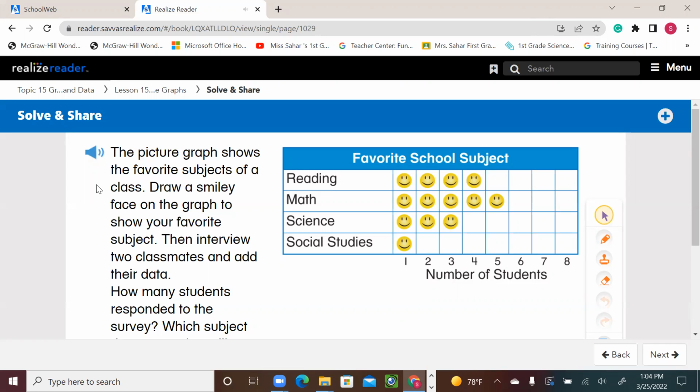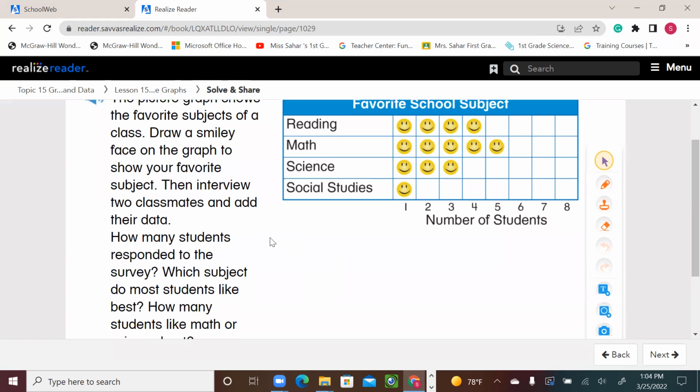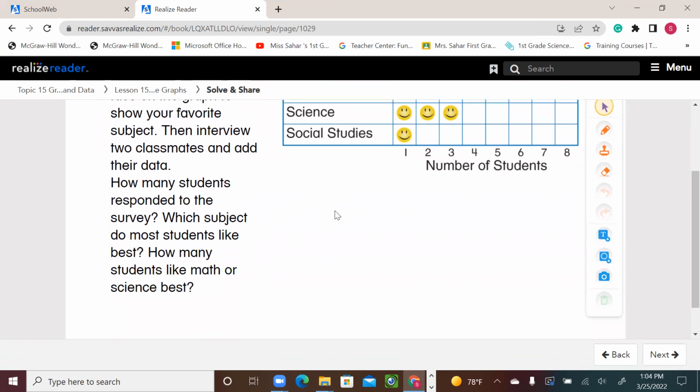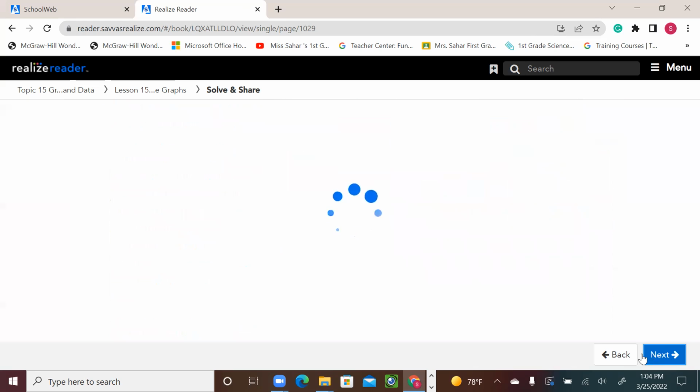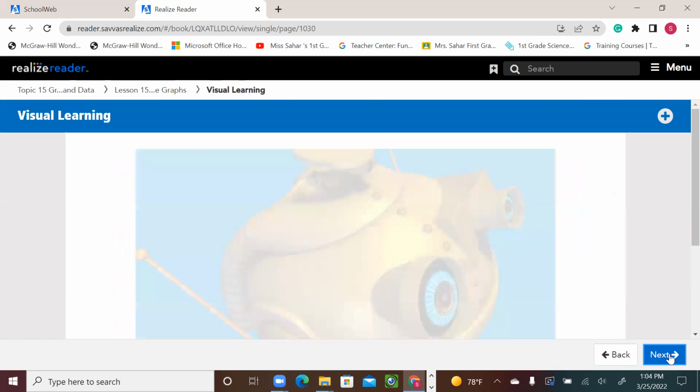All right, let's have fun. This activity you can share with your friends, siblings, or family members, asking questions such as, what's your favorite subject? These are the title of your graph, and these are the subjects you're going to ask. So we have reading, math, science, social studies, and each answer you're going to represent with a smiley face. And then after that, see how many students or friends responded to the survey, and how many students chose math or science as their best subject. All right, let's start our video.